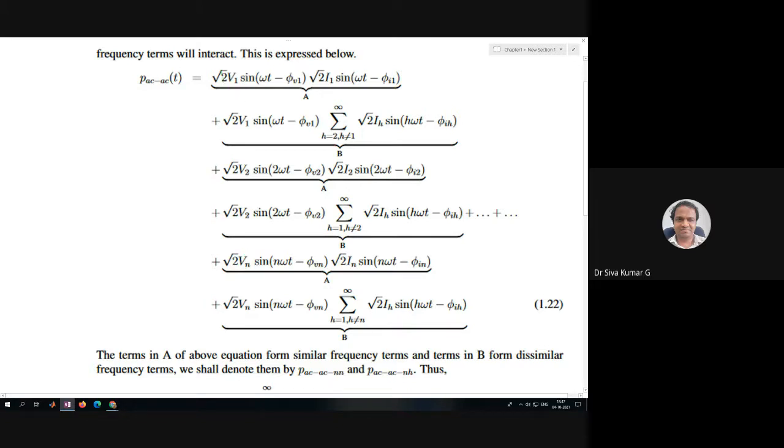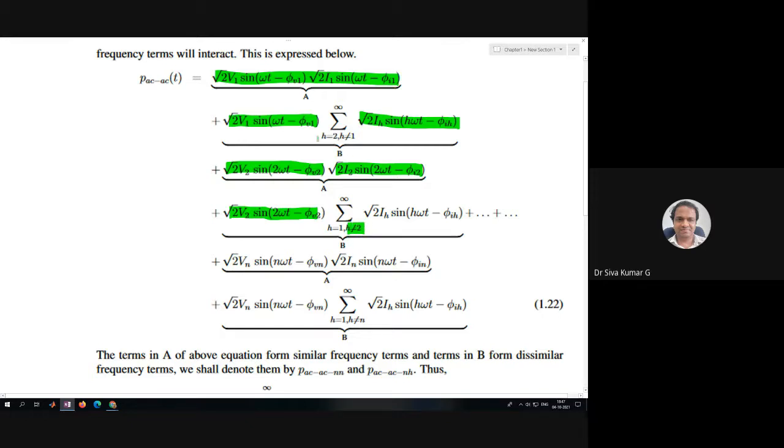This is about equation 1 with respect to similar frequency components of voltage and current. The fundamental voltage with respect to the fundamental current, the fundamental voltage with respect to the other harmonic currents, the second harmonic voltage with respect to the second harmonic current. Here h is not equal to 1. And then the second harmonic voltage is interacting with the other harmonics where h is not equal to 0.